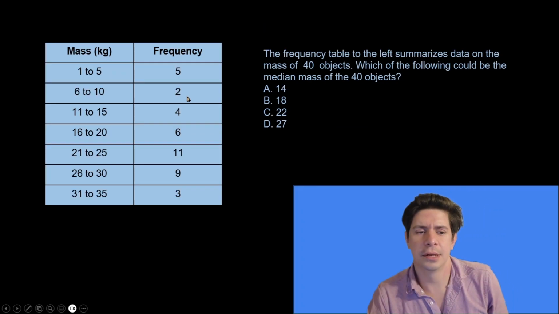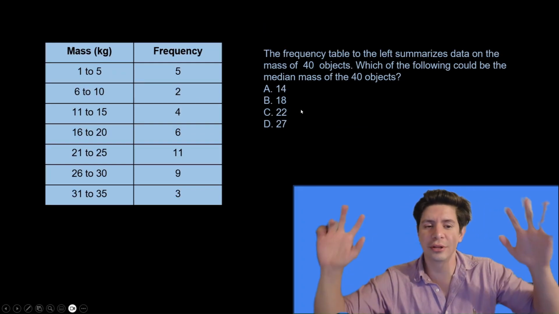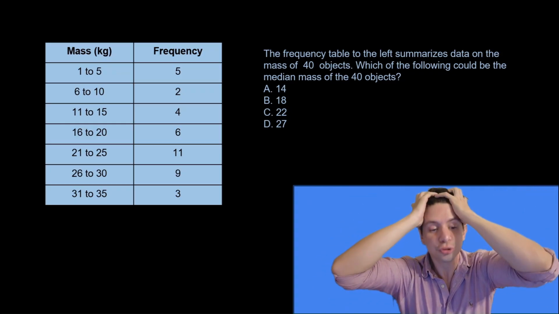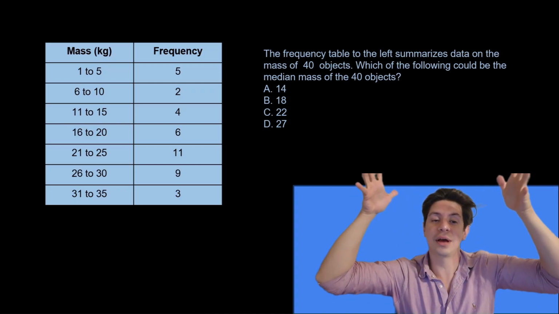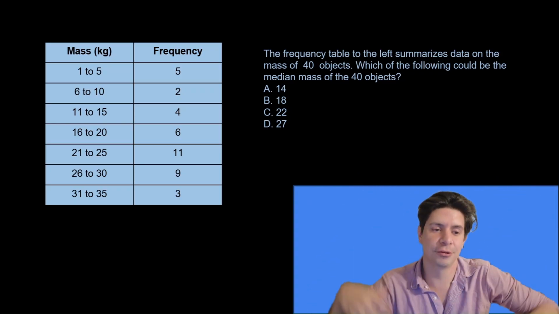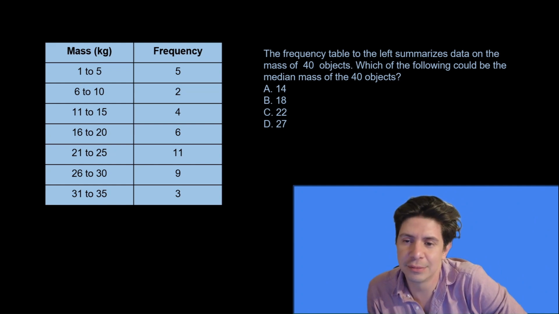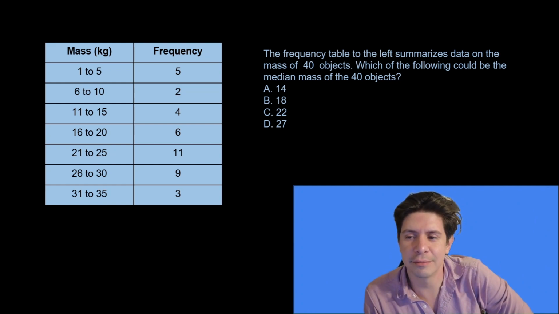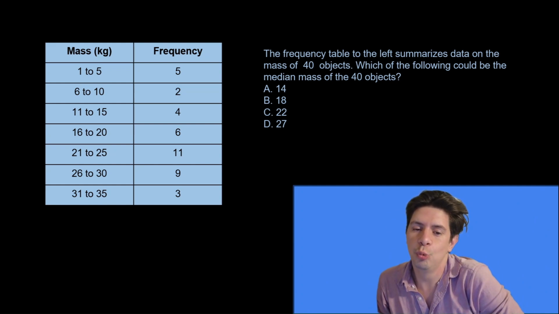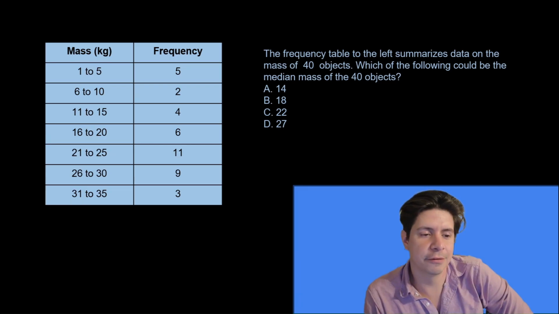And now another one. We're getting close. I'm doing 22 questions in total. To think about it as 22 half questions, that would be one math module worth. The frequency table to the left summarizes data on the mass of 40 objects. Which of the following could be the median mass of the 40 objects?